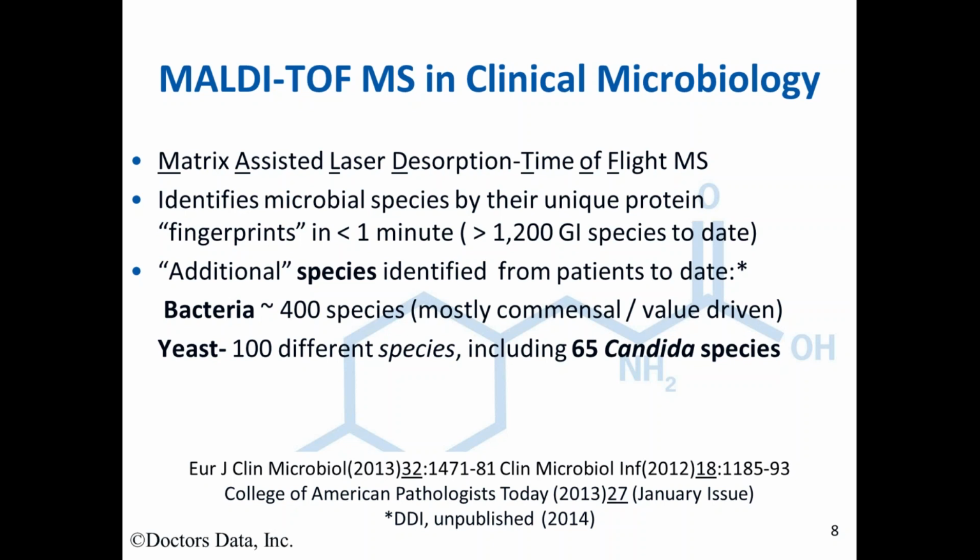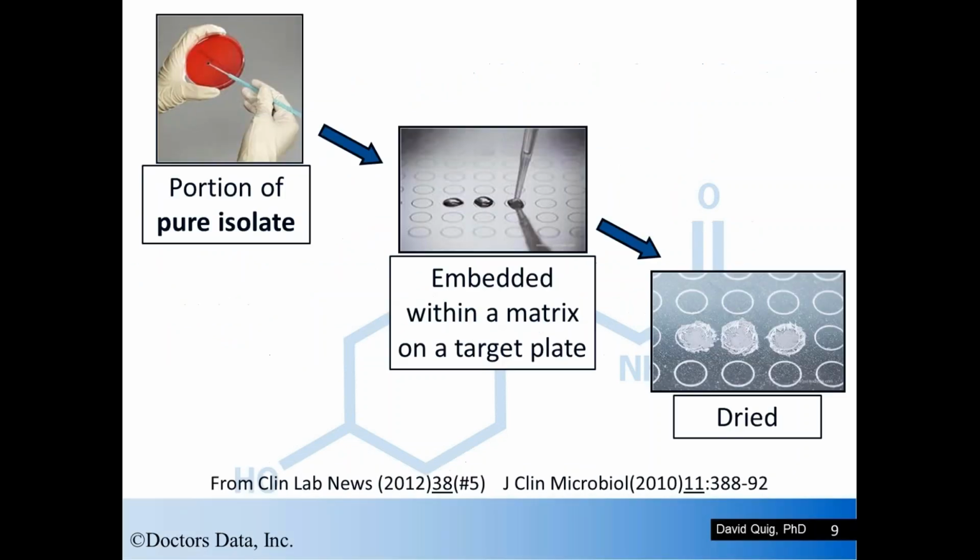Now, using this technique we've identified additional species from patients, and that includes 400 species of bacteria, most of which are commensal or what we call value-driven commensals, and then also 100 different species of yeast, including 65 Candida species.